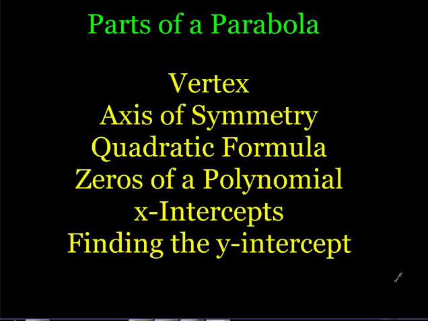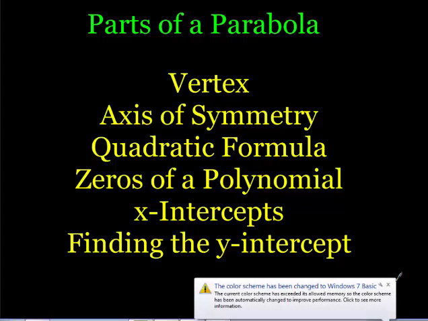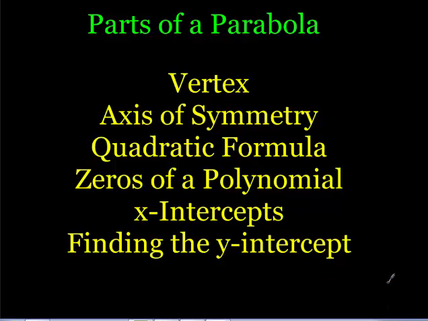Alright guys, so tonight we're going to look at parts of a parabola. Basically, this is because we are not really identifying what these are when we see a parabola. What is the axis of symmetry? What is the vertex? How do I use the quadratic formula? What are zeros of a polynomial? What are x-intercepts? And how do I find the y-intercept? These are all things that we're struggling with, and therefore, we are going to revisit what parts of a parabola are.